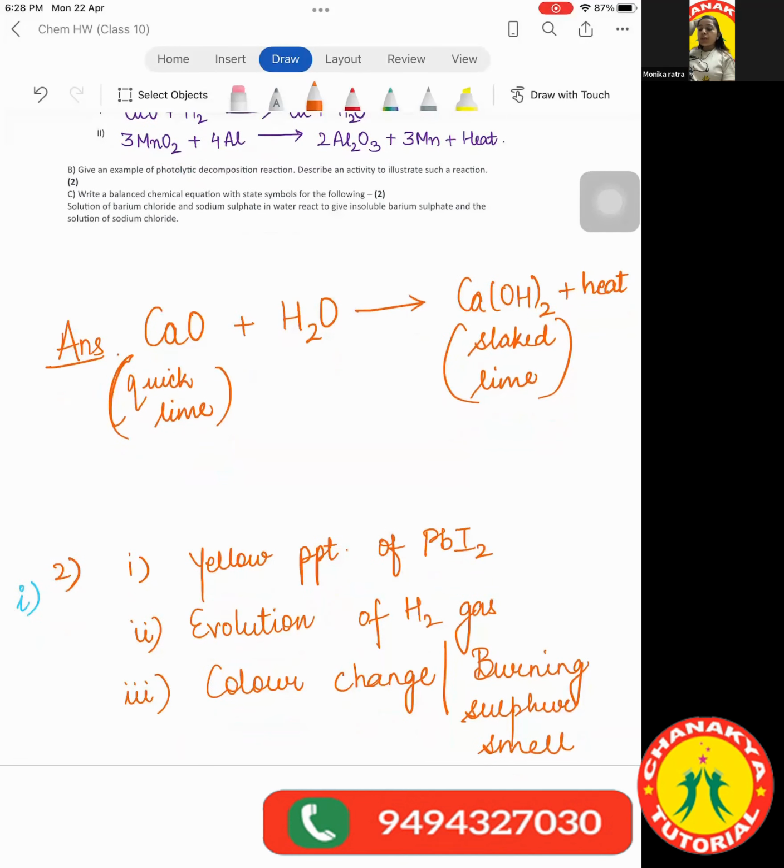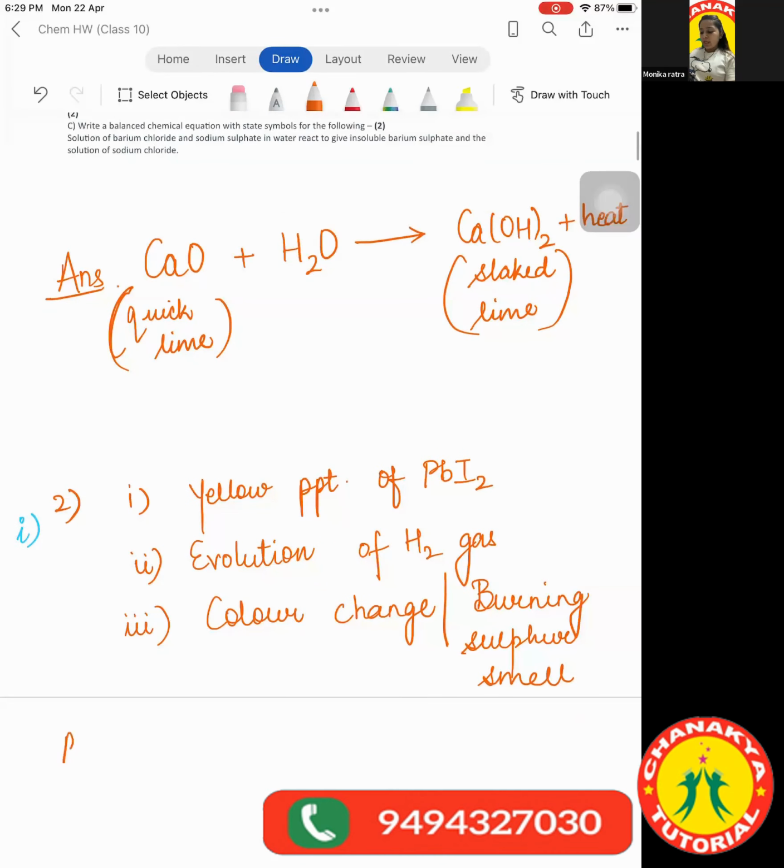Then you were supposed to give the example of photolytic decomposition reaction along with the activity. Most of you wrote it correct, that whenever we take silver chloride or silver bromide, on keeping it under the sunlight, it decomposes and changes the color to gray. That is correct. The next was to mention the state symbols. That was also mostly correct.